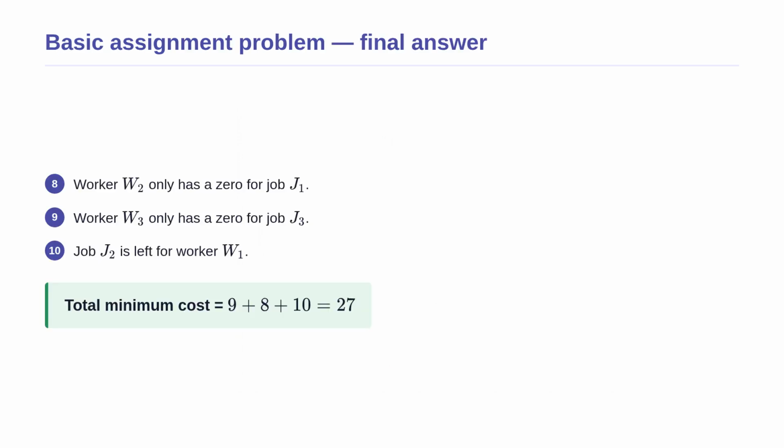Now that we have verified our matrix is optimal, we can make the final assignments. We look for rows or columns with exactly 1 zero. Worker 2 only has a 0 for job 1, so they get that job. Worker 3 gets job 3. This leaves job 2 for worker 1. Looking back at our original costs, we add 9, 8, and 10. The total minimum cost is 27.